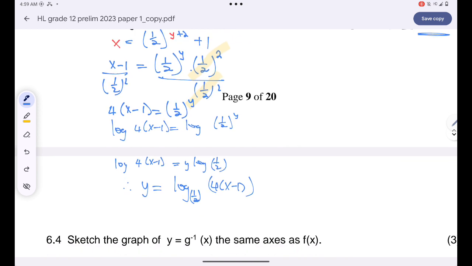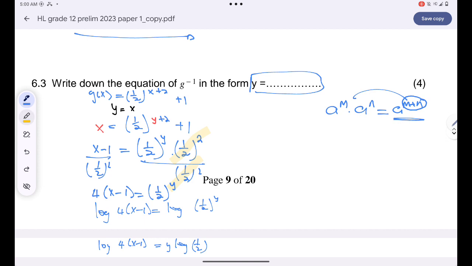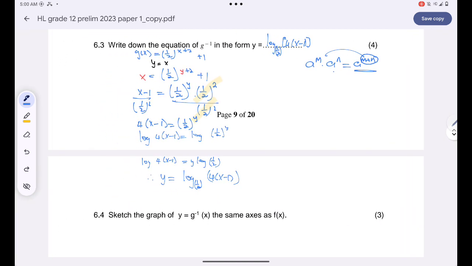This is how, guys, you're supposed to write your inverse together. So the inverse in the form of y is just equal to the log of 4 multiplied by x minus 1 and then the base of 1 over 2. That's my inverse over there.